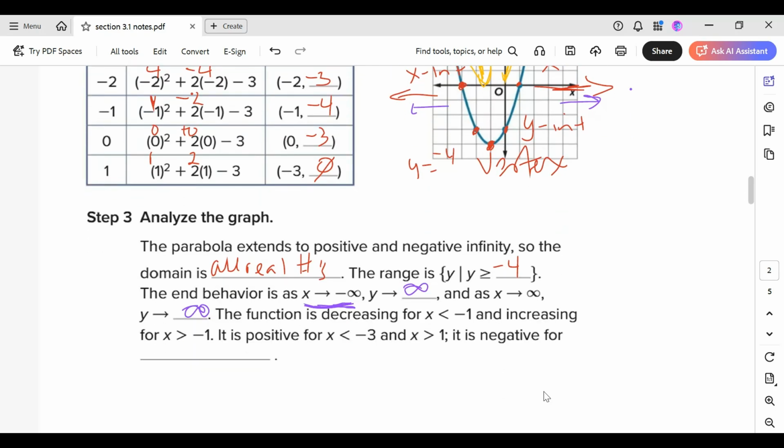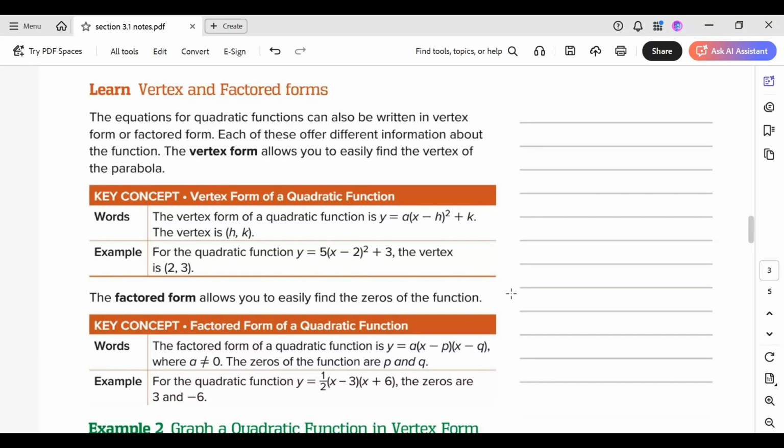It's going to be positive, which means above the x-axis. This is what it's talking about. Between when x is less than -3 and x is greater than 1. It is negative in between the two values. So from -3 less than x less than 1, that is when I am negative. I'm below the x-axis.